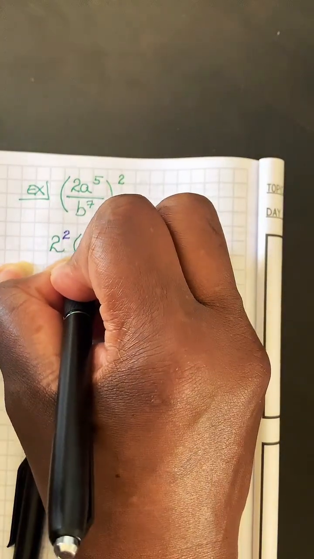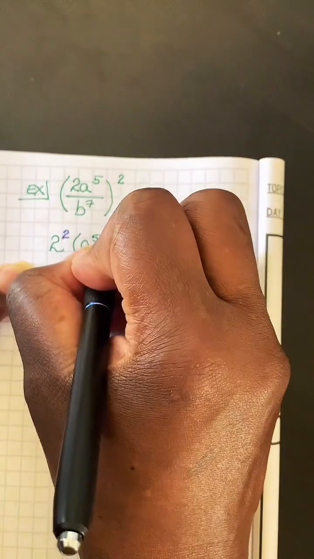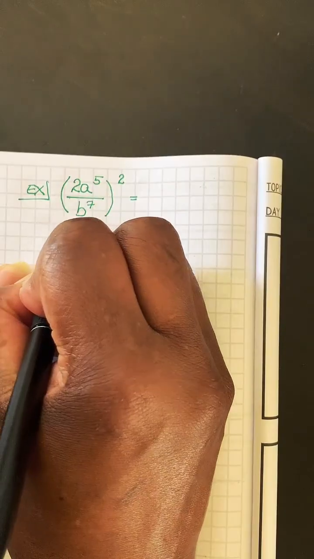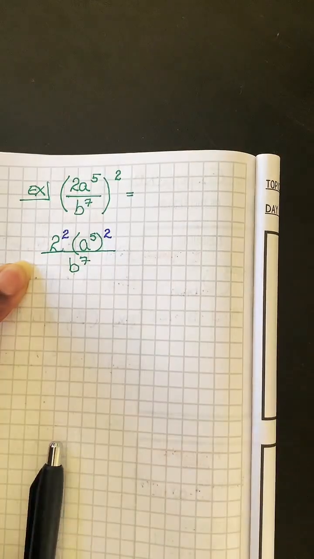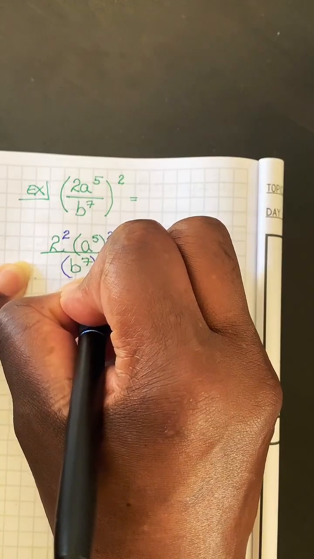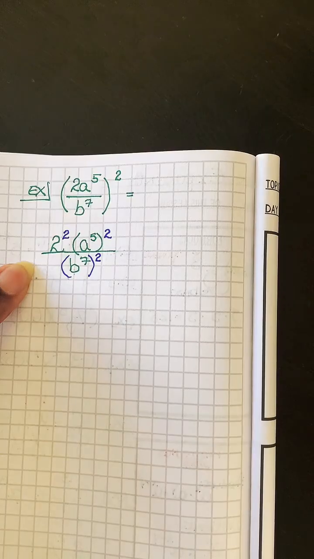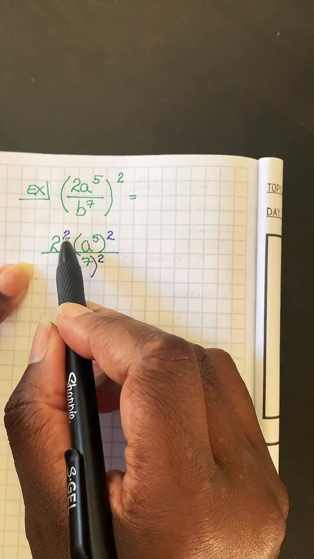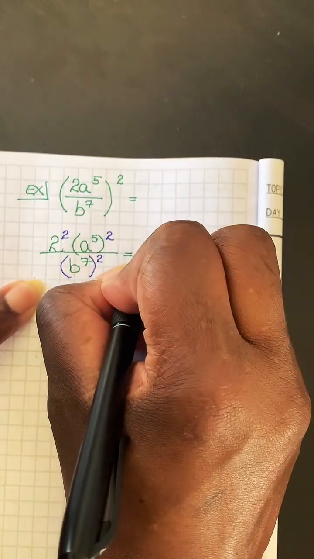The a to the 5th is being raised to the 2nd power. Then we have our b to the 7th, and that's being raised to the 2nd power. Okay, so now hopefully we'll be able to see it a little bit more. So now we have 2 to the 2nd power, so 2 squared, 2 times 2, that will give us 4.